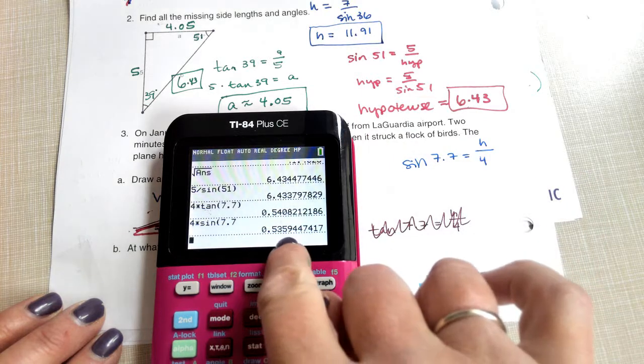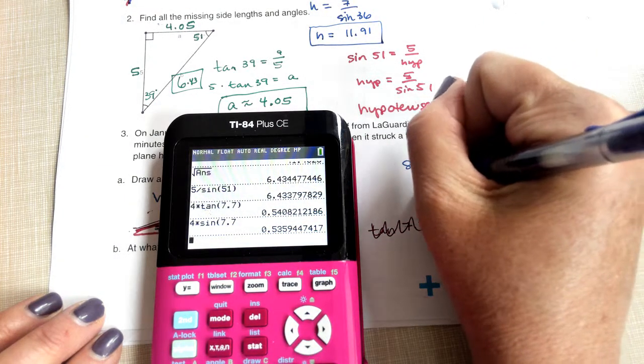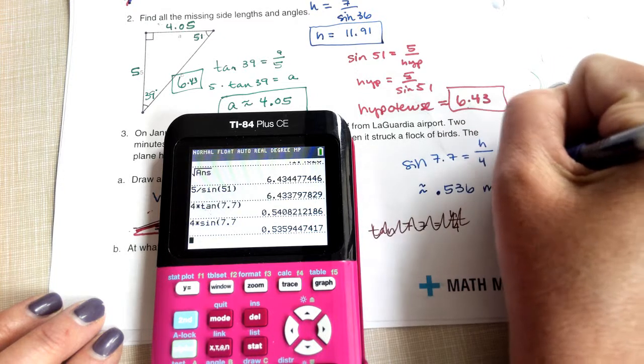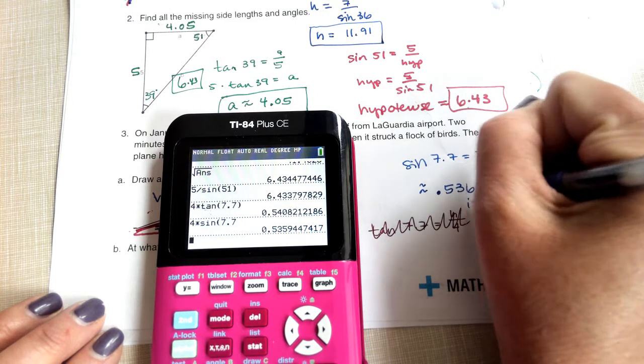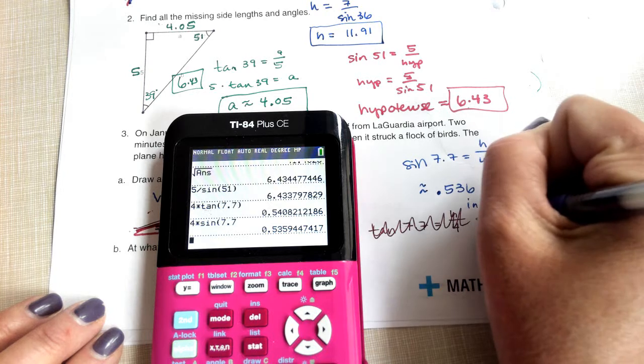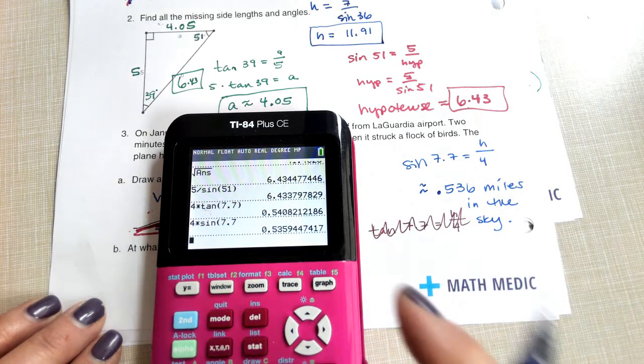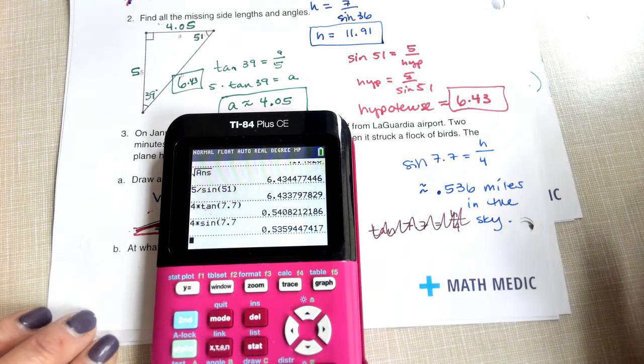Right after the 5 is a 9, so I'm going to say it's about 0.536 miles in the sky. So that's what that vertical distance is saying.